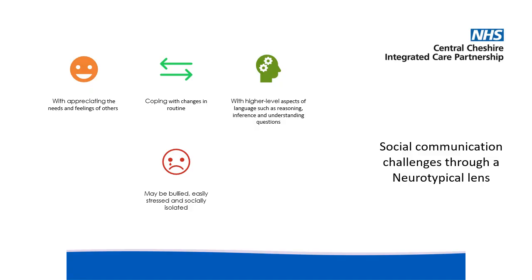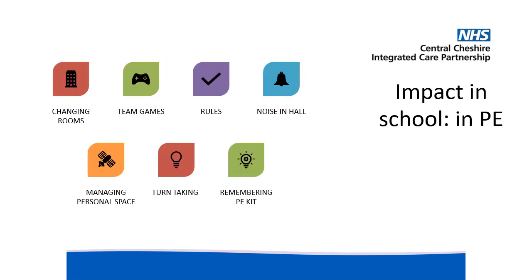Children or young people with neurodivergent communication styles may find coping with changes in routine challenging. They may have difficulties with high-level aspects of language, such as reasoning, inference, and understanding questions. They may have difficulty appreciating the needs and feelings of others, and they may be bullied, easily stressed, and socially isolated. We're going to consider the impact that these social communication challenges experienced by neurodivergent individuals have in school.